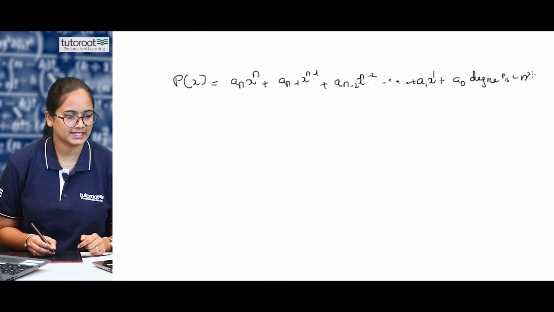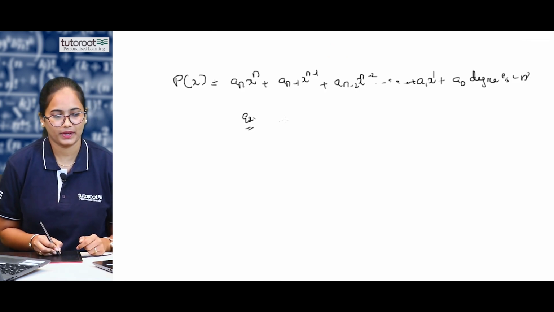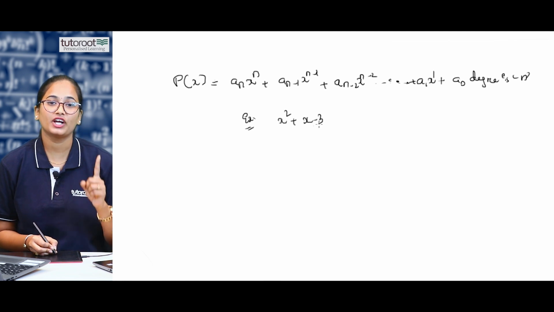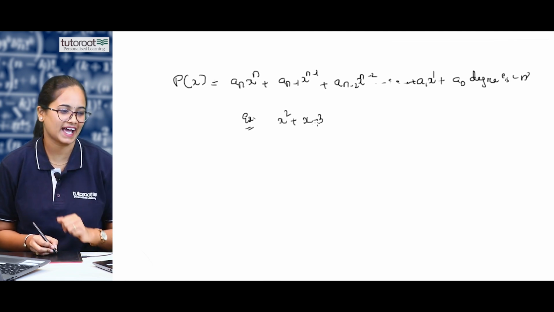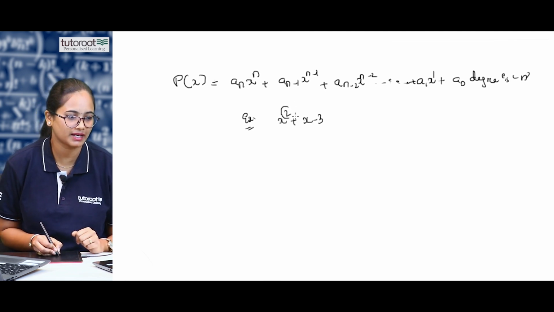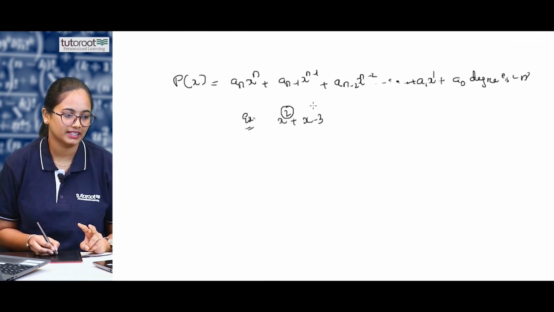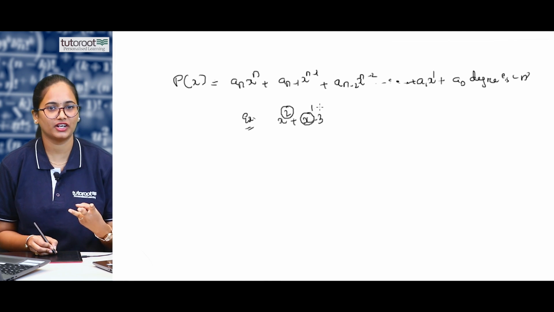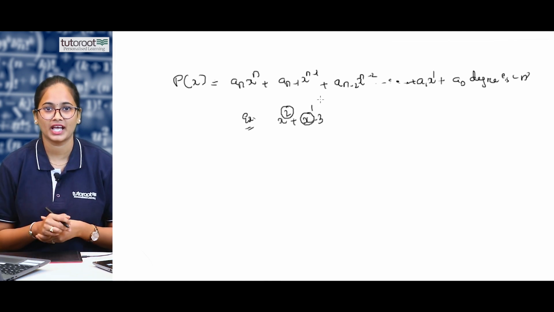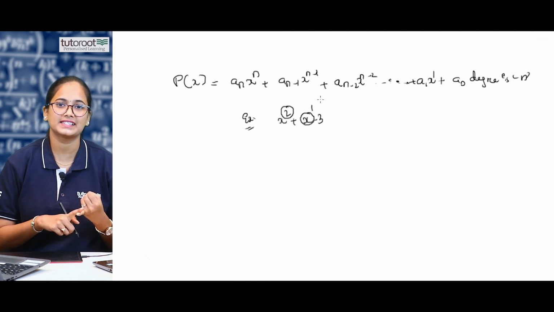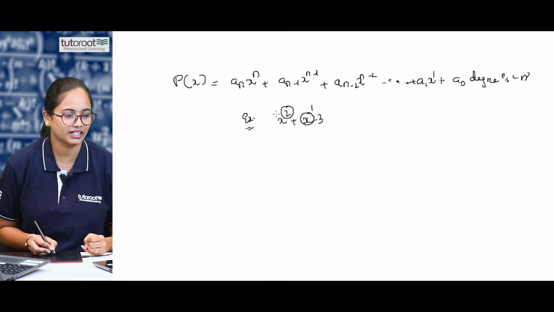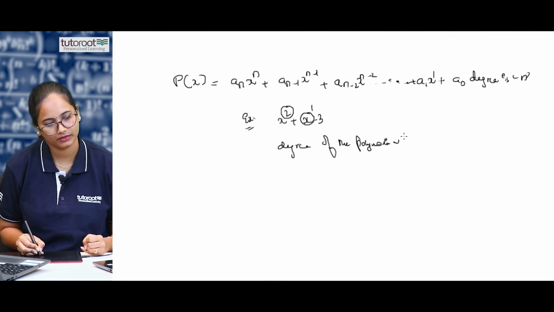For example, let us take x square plus x minus 3. Here the degree of the first term is exactly 2. You can observe the degree of the first term is 2 and the degree of the second term is 1. Here it is 1. Okay, and the degree of the third term is 0. So the degree of the polynomial is 2. So here the degree of the polynomial is 2.